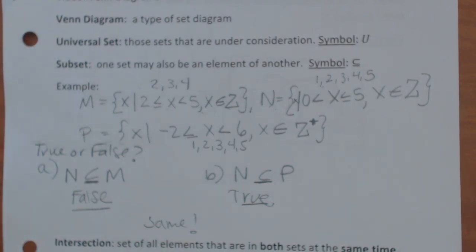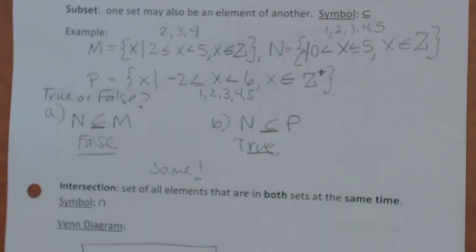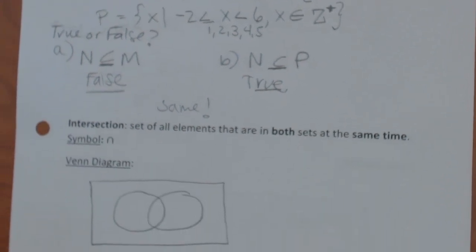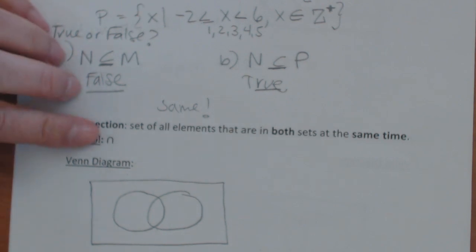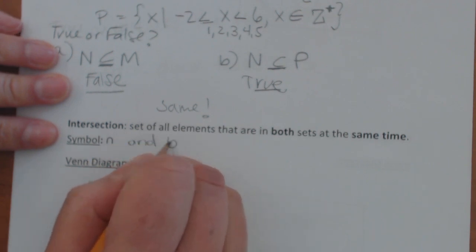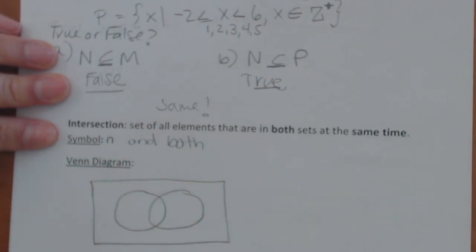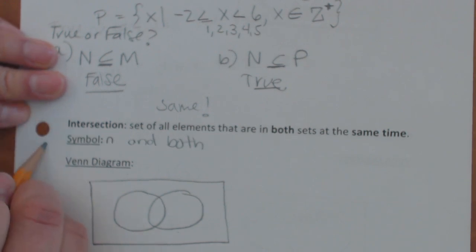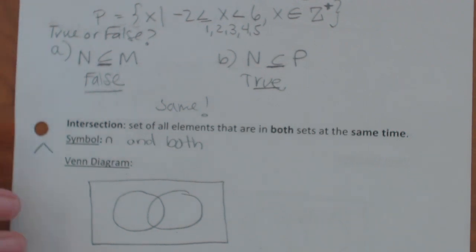We are getting into intersection. Intersection are the elements that are in both sets at the same time. So this is the symbol. This symbol means and. This is both at the same time. This kind of reminds me of when we were doing logic and we had the upside down V. Now it's the upside down U. So let's take an example.